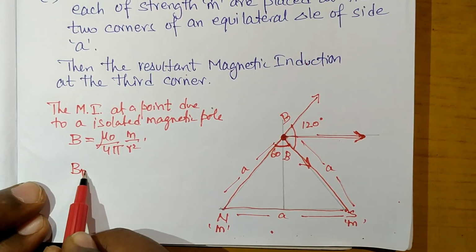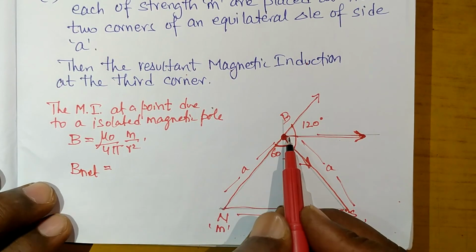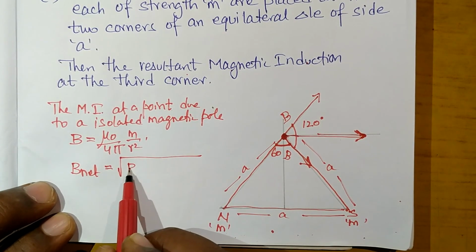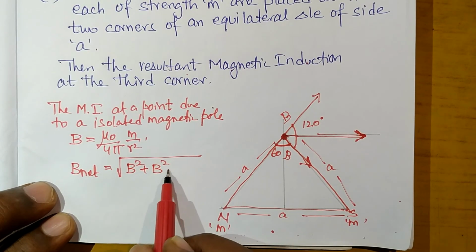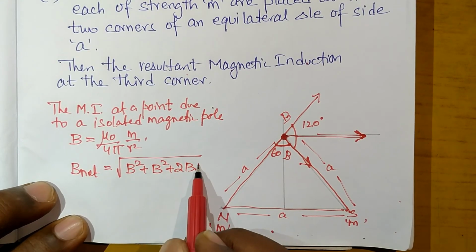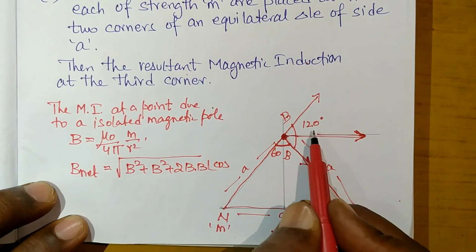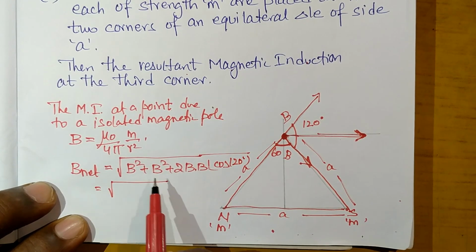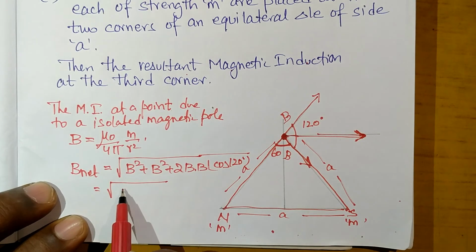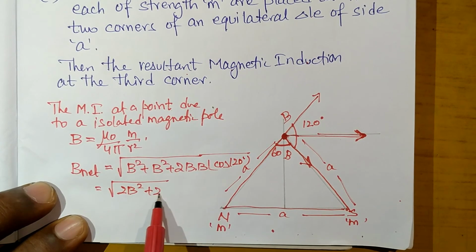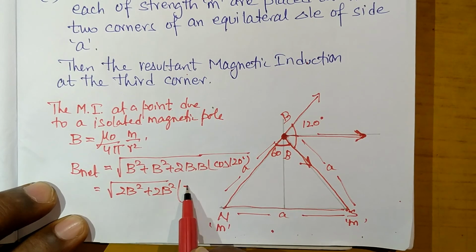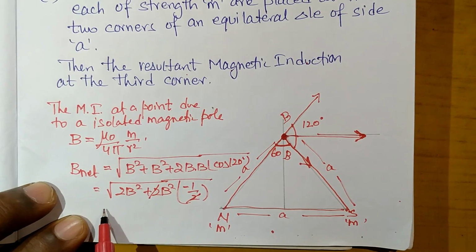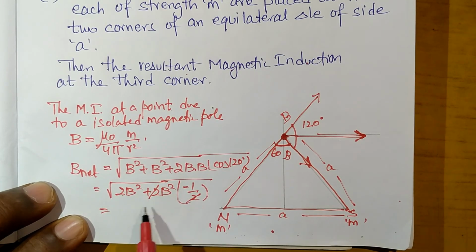So the net resultant magnetic induction at this point is square root of B square plus B square plus 2B into cos 120 degrees. Therefore, on further simplification, B square plus B square is 2B square, plus 2B square cos 120 degrees. Cos 120 is minus 1 by 2, so the 2 gets cancelled, minus B square.